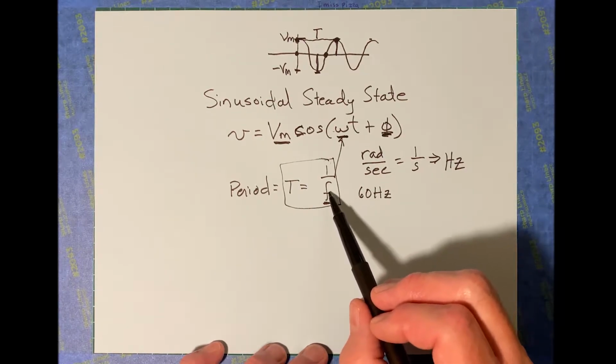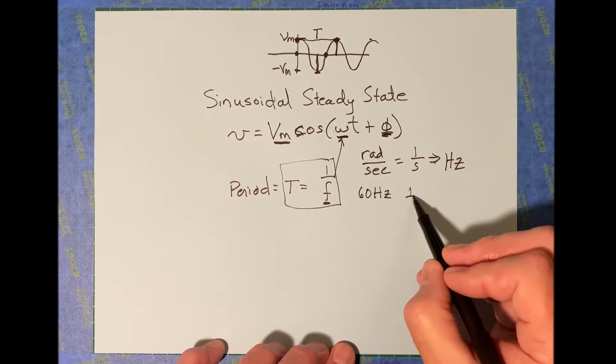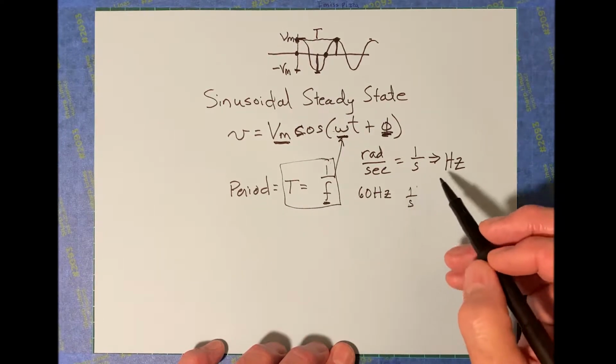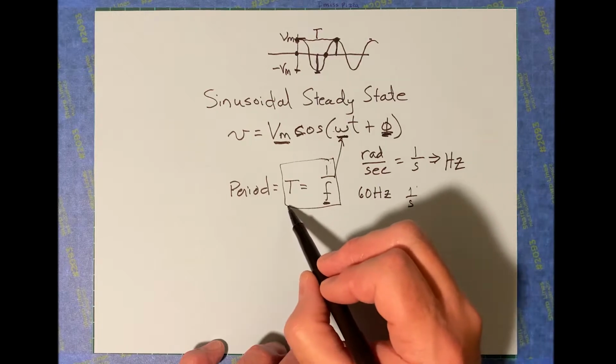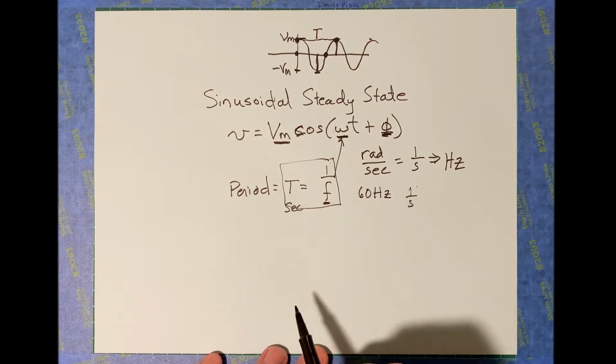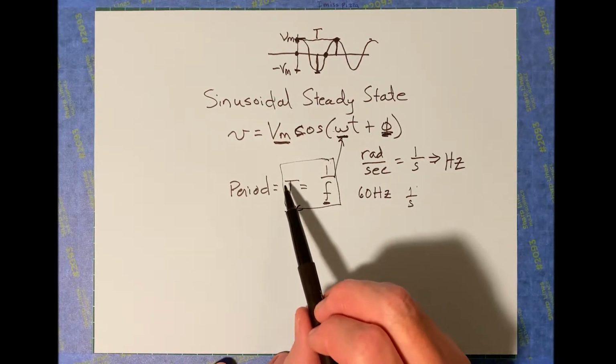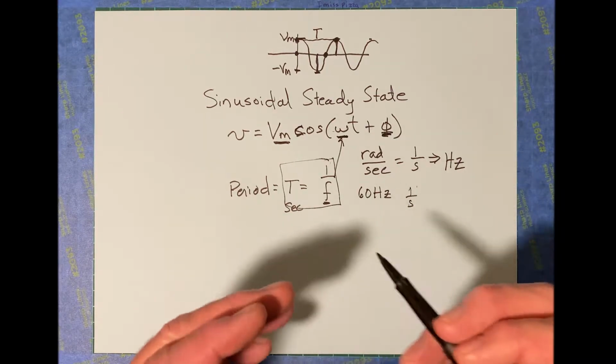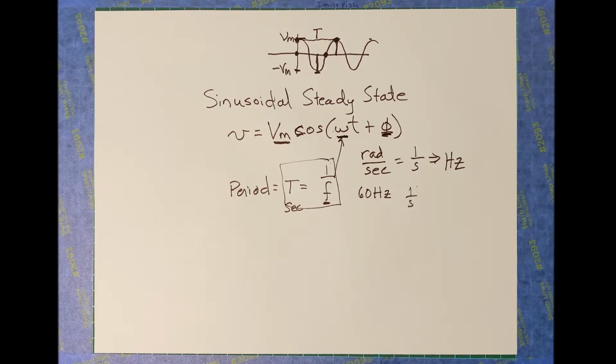So if this is inverse seconds, 1 over seconds, that's what a hertz is, then the period is the reciprocal of that, so period is going to have units of seconds. You can think of this as the number of seconds per cycle. You can think of the frequency as the number of cycles per second. They are reciprocals of one another, like that.